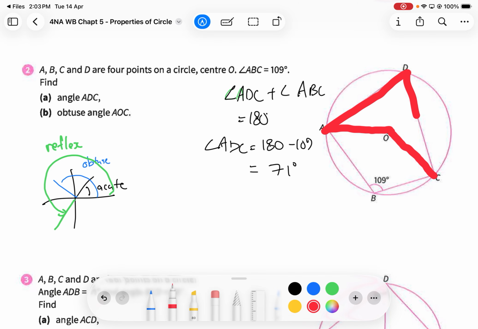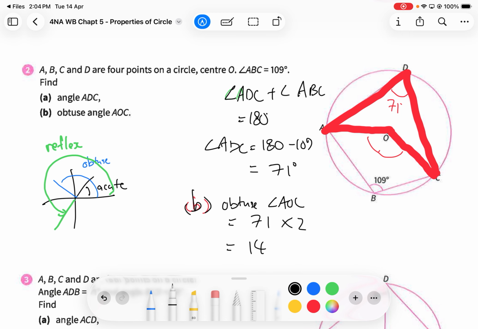Yes, go, go, go. Okay, so again look for this pattern. When you see this pattern, this angle is always larger than this angle. The one at the center is always the bigger one. Then the one at the circumference is always the smaller one. So this one is always bigger than this one, and it is always 2 times. So just now we found this 71 already. So this one must be, so part B must be obtuse angle AOC equals 71 times 2, 142.